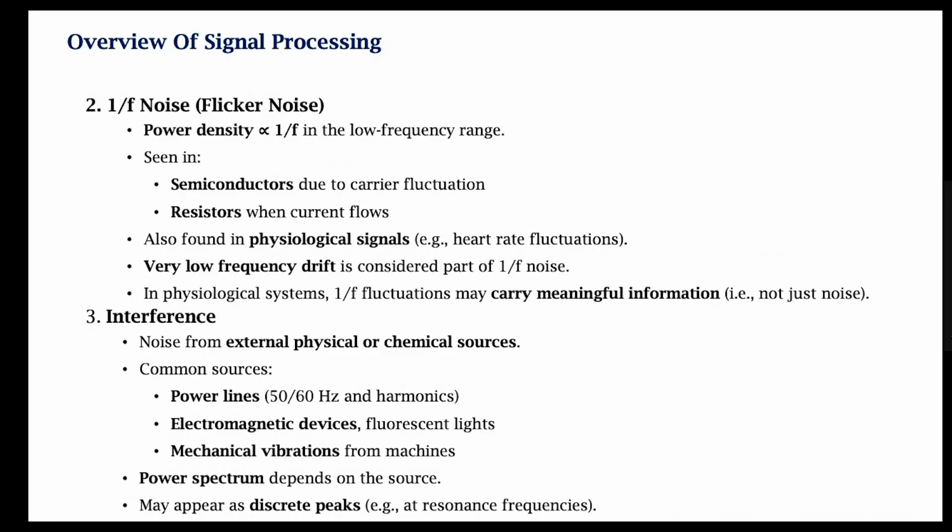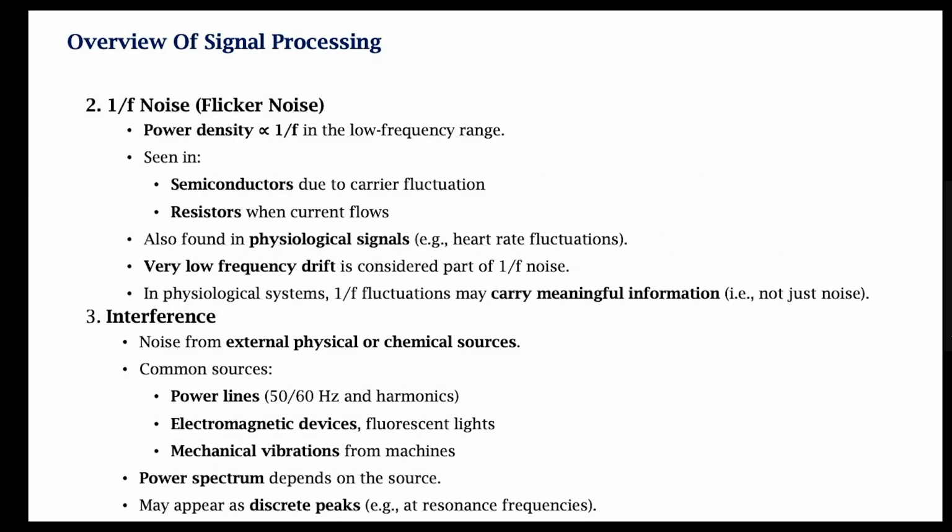Then you have interference. Something is happening outside. Let's say I am speaking in a particular room, my family members are speaking in a different room. For example, you are speaking on the phone with your friend, and your family members are speaking on the phone from a different room. For you, their speech is interference. For them, your speech is interference. This is external physical or chemical sources that are causing this interference.